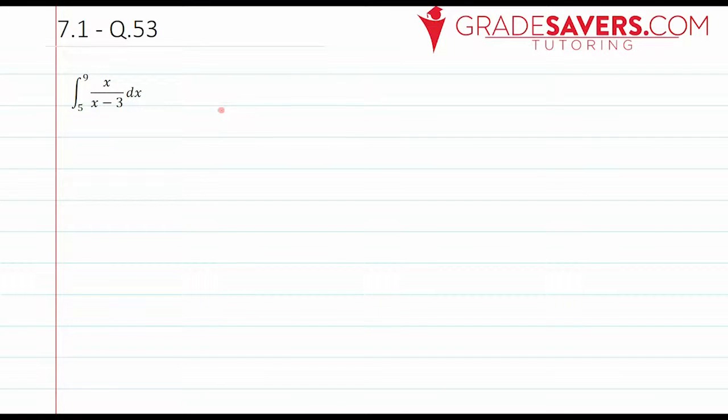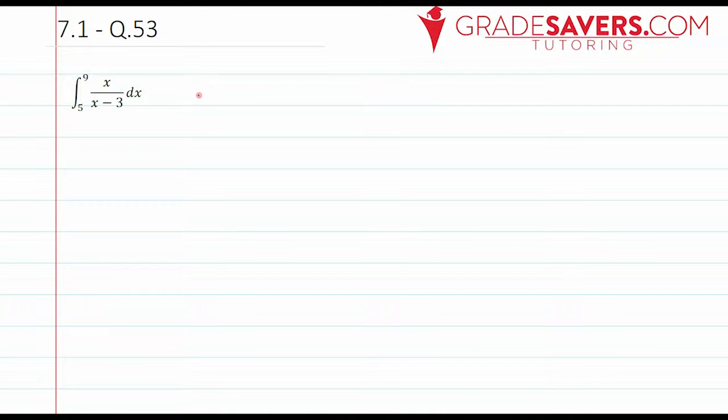Hey, it's Neil from Grade Savers, and today we're doing question 53, and the question reads, what is the definite integral from 5 to 9 of x over x minus 3 dx? And since we're in section 7.1, we need to use substitution in order to solve this integral.